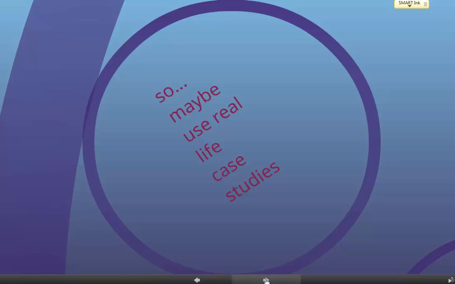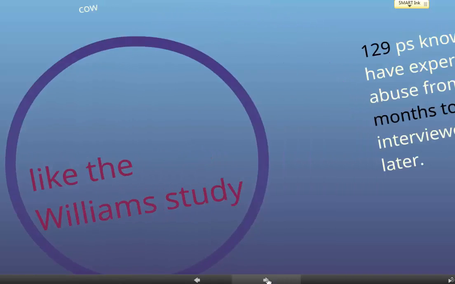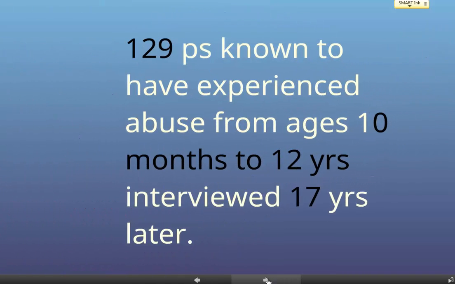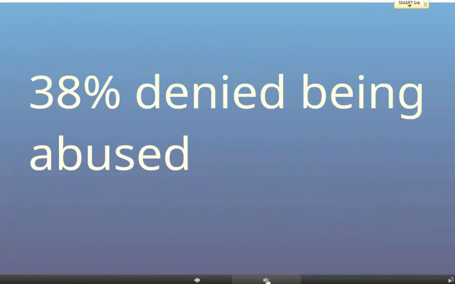So maybe that's not such good research, and obviously if the research isn't great, then it doesn't back up the theory. Okay, so maybe they use real-life case studies. Let's have a look at a case study, Williams' study, as you know. What happened in the Williams study? We had 129 participants that were known to have experienced abuse from the ages of 10 months to 12 years, and they were interviewed 17 years later. The thing is, 38% of them denied being abused.